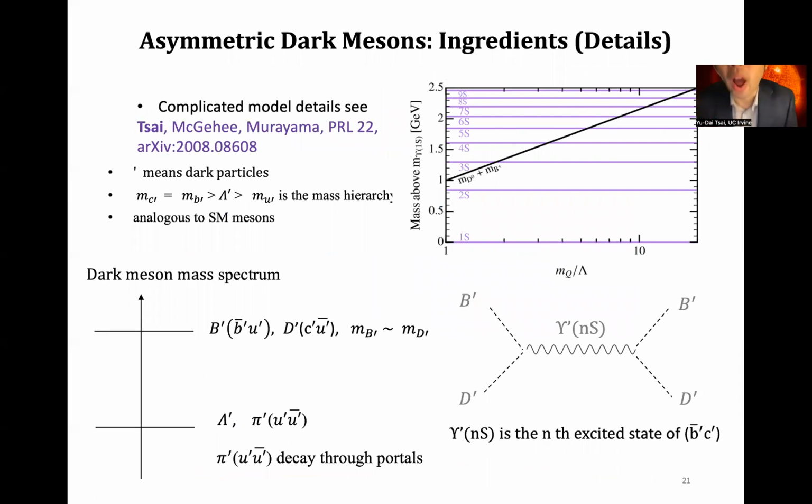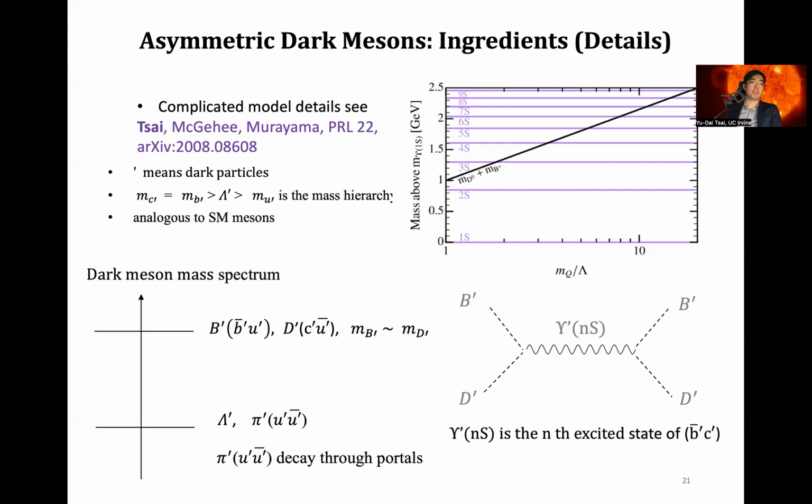So just quickly, why do you hit the resonance easier? It's because 2 times the mass of these two different kinds of mesons will grow when you push your M_Q over lambda to be larger and larger. And the level spacing for this Upsilon nS meson is getting thinner and thinner. So when you go up higher, it will be easier to hit the resonance than if you're lower. So that's why it's easier to hit the resonance, right?